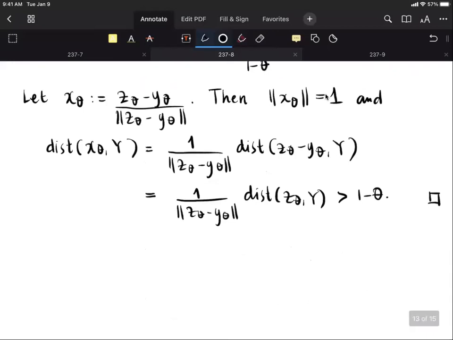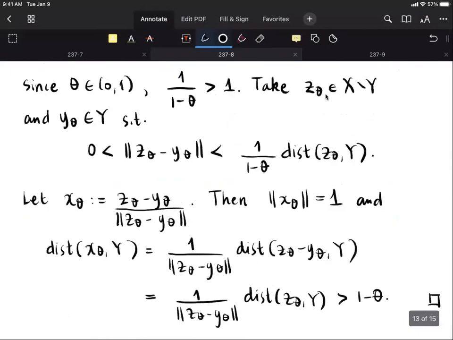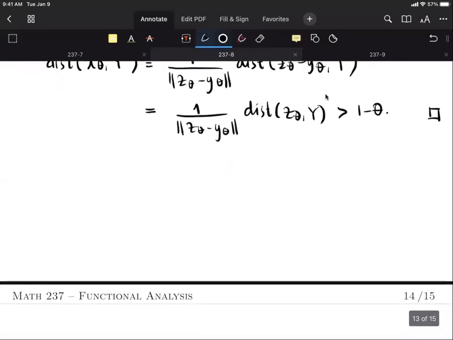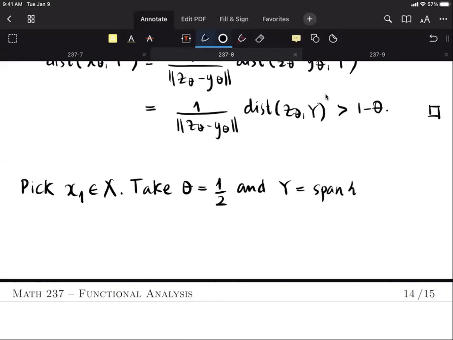So going back to the proof, assuming that x is infinite dimensional, first let us pick a particular x1 in x. If I take theta to be 1/2 and y to be the linear span of x1, since x is infinite dimensional, this is of course not equal to x.